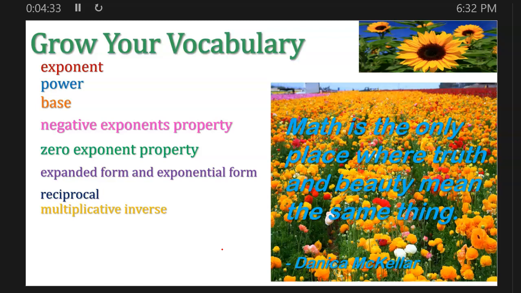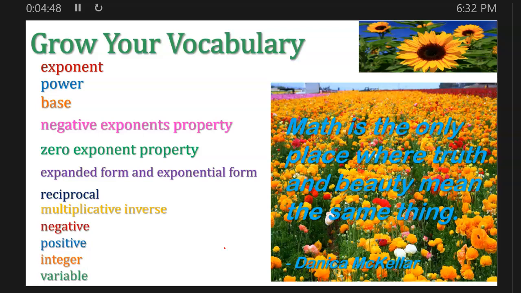Multiplicative inverse is when we multiply 2 reciprocals together, and when reciprocals are multiplied, they end up being a 1. So multiplicative inverse means I multiply a fraction times its reciprocal, and I end up with an answer that's a 1. Okay, negative and positive, that's when we work with integers.